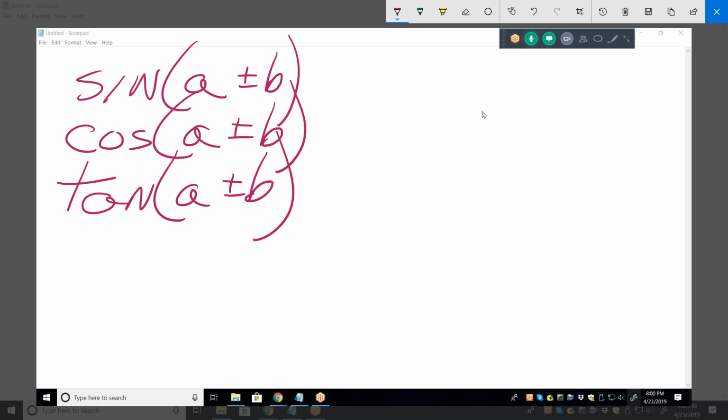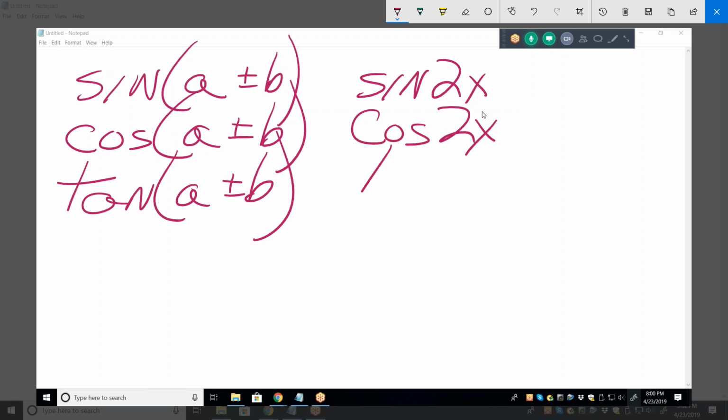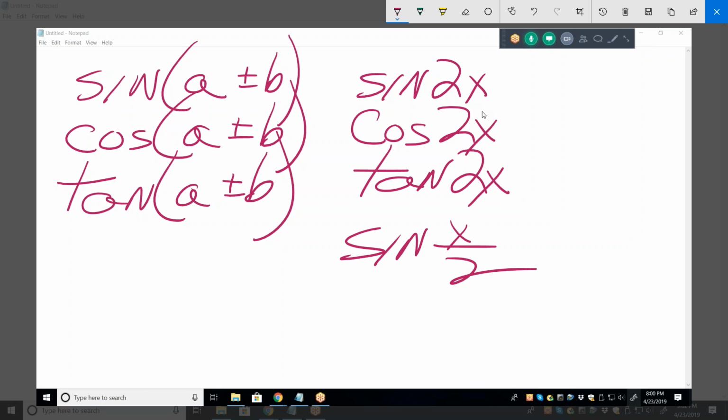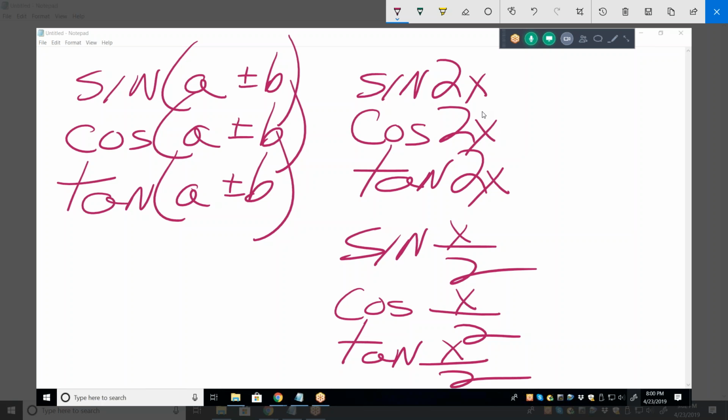And the only other ones you really have to know are the sine of 2x, the cosine of 2x, and the tangent of 2x, and the sine of 1/2 x, the cosine of 1/2 x, and the tangent of 1/2 x. Memorize everything you see on the page and you'll have them all memorized. You don't actually need to memorize this power reduction formula. Why? I'll show you why.